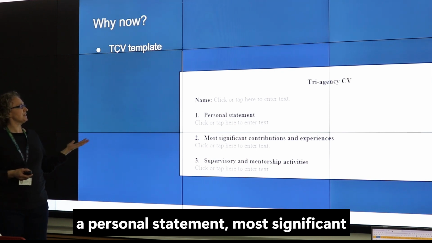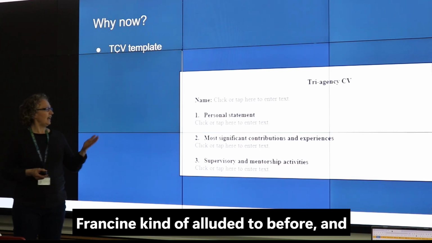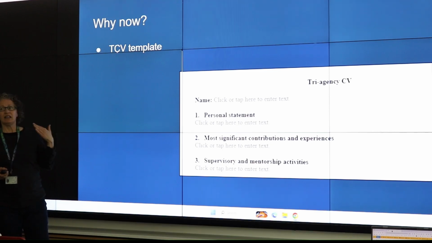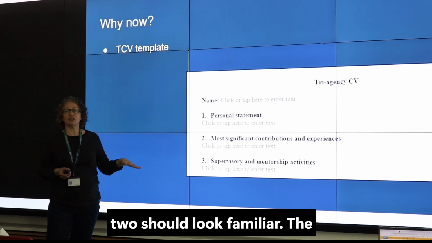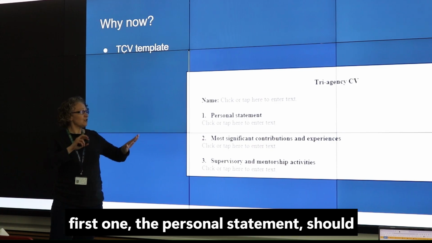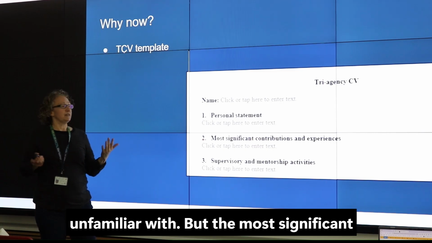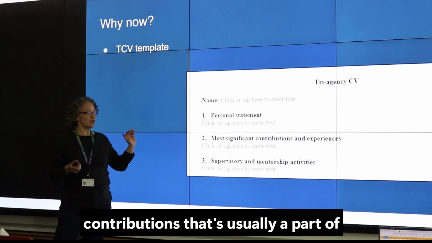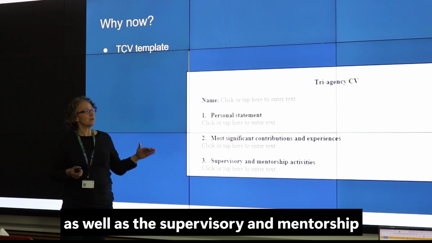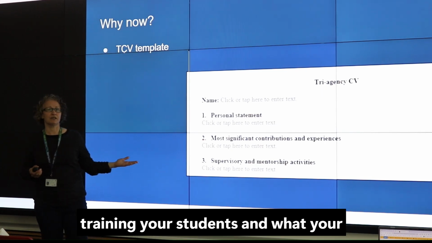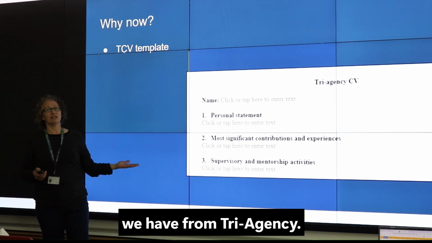It's 3 points: a personal statement, most significant contributions and experiences, which Francine kind of alluded to before, and supervisory and mentorship activities. If you've been applying for grants for a while, the second two should look familiar. The first one, the personal statement, should be the only one that you may be unfamiliar with. But the most significant contributions, that's usually a part of grant applications, as well as the supervisory and mentorship activities. They want to know how you're training your students and what your students are getting out of it. And that's it. That's all the guidance really we have from tri-agency.